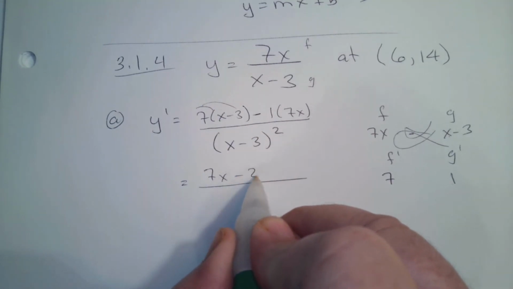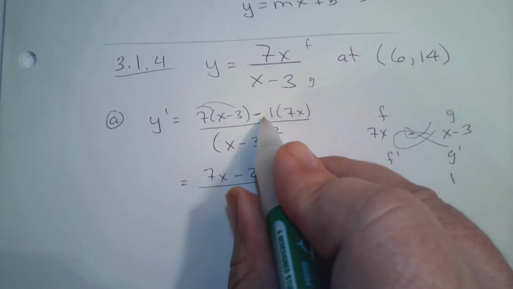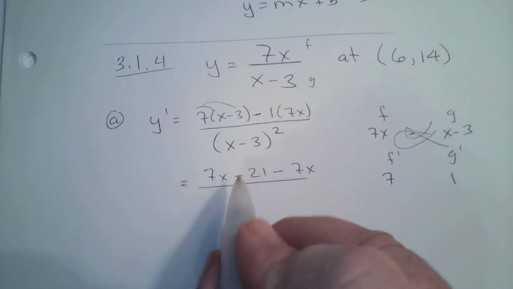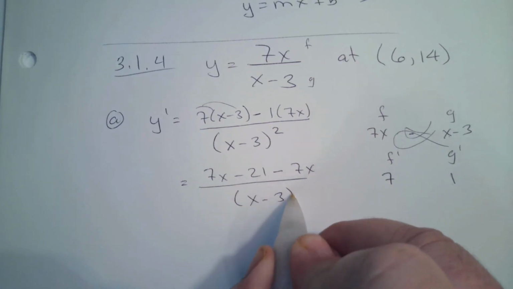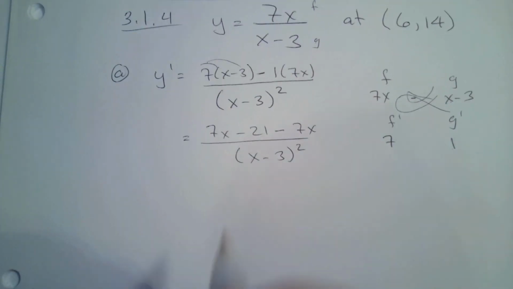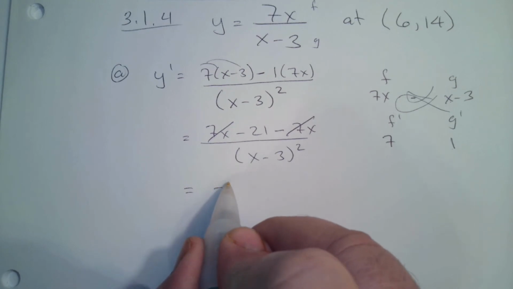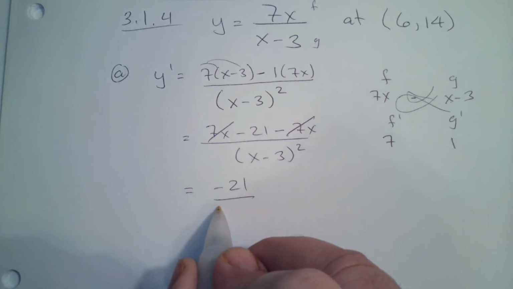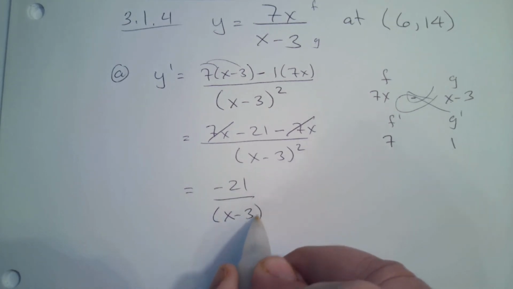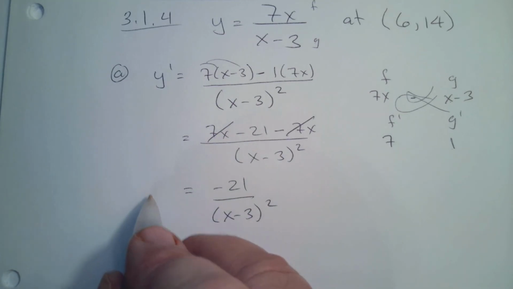Seven x minus 21 minus 7x over x minus 3 squared. Simplify. The 7x's cancel. Negative 21 over x minus 3 squared. That's the derivative. That's your slope.